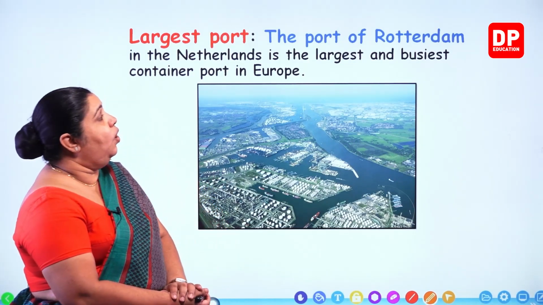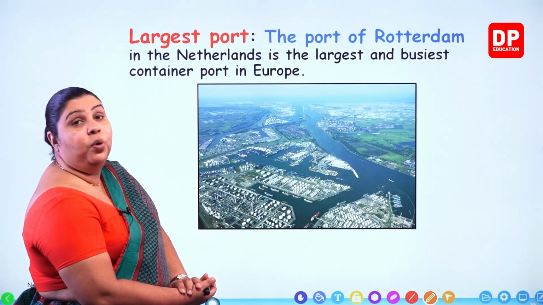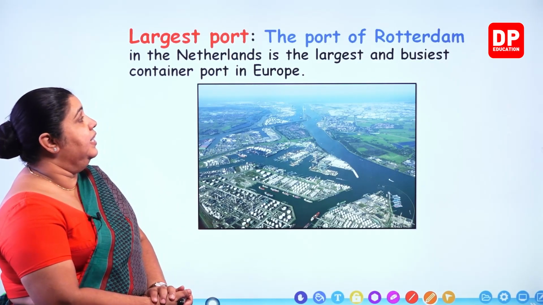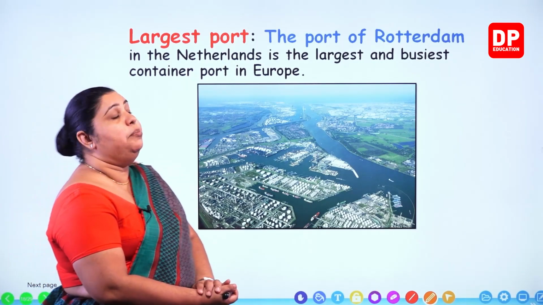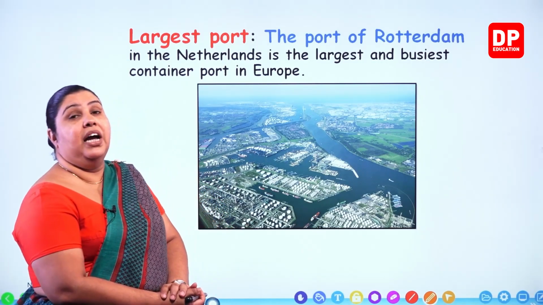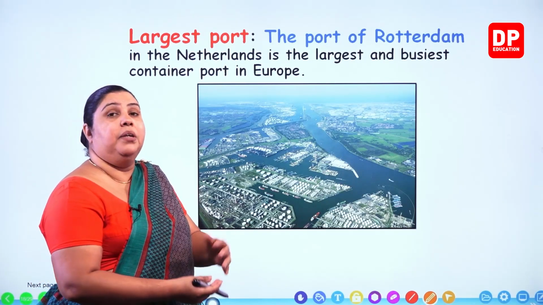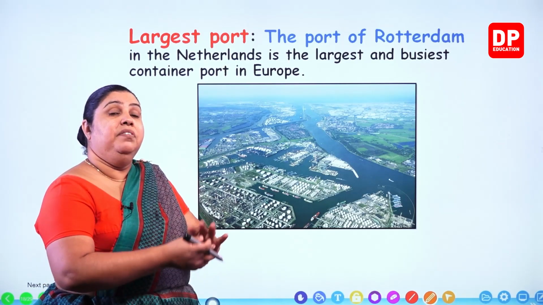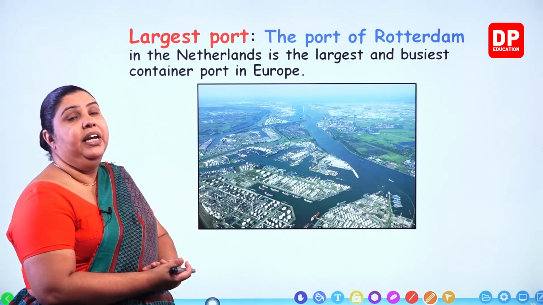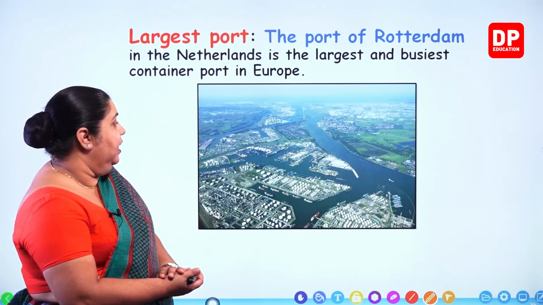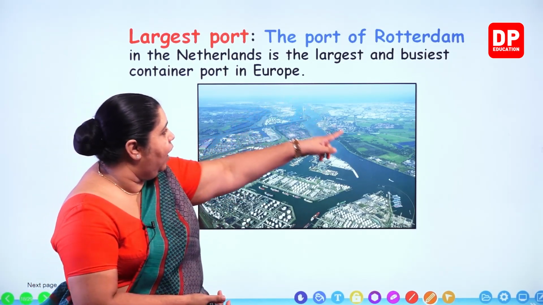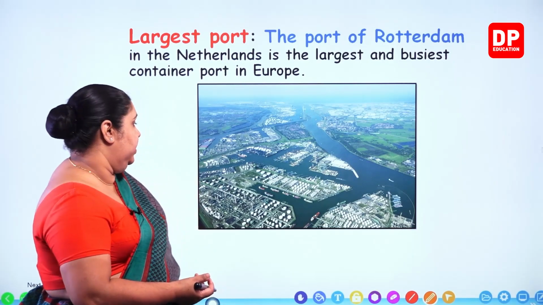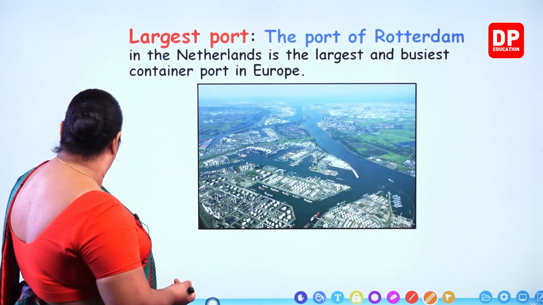Where is this Rotterdam port located? In the Netherlands. It is very large, and also very busy. A large number of containers are transported around the world from Europe through it. So it is one of the busiest. Now can you see how big the area is? It is called the Rotterdam port. So this is how it looks.